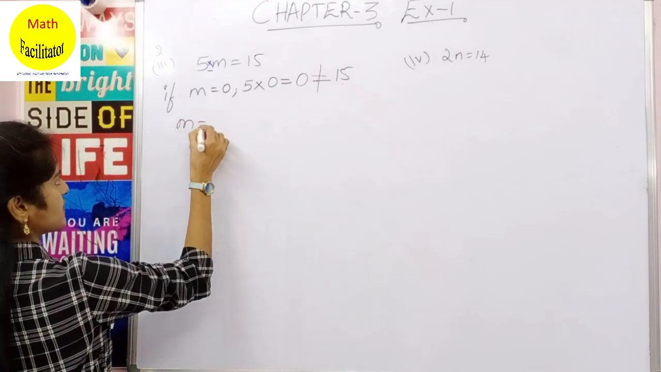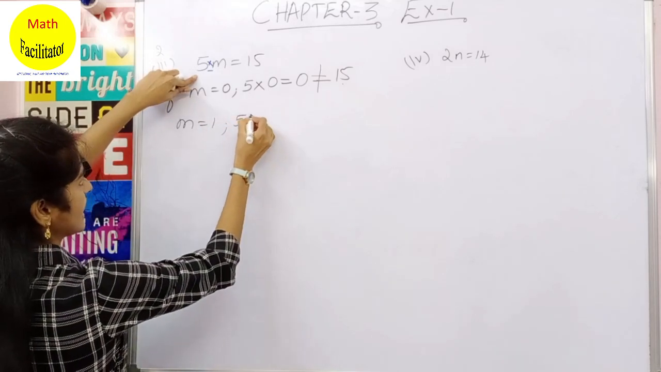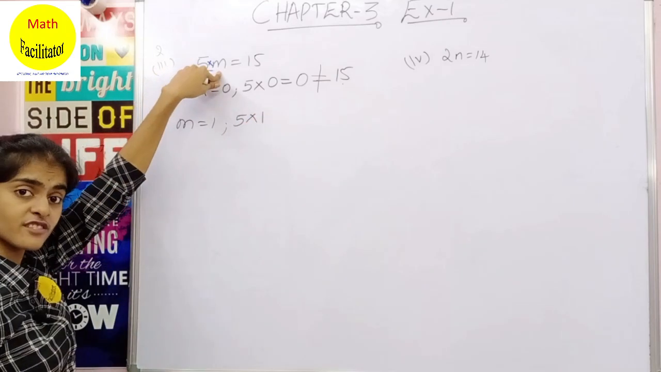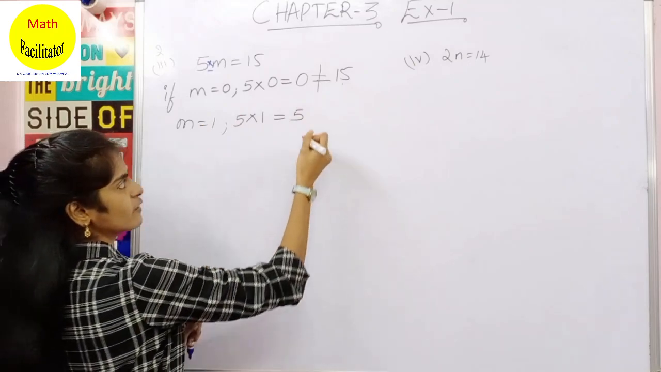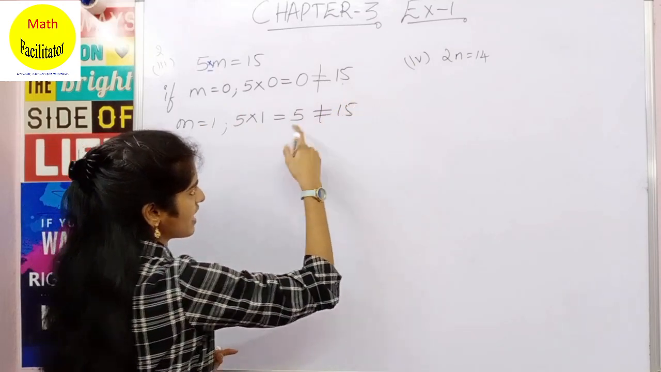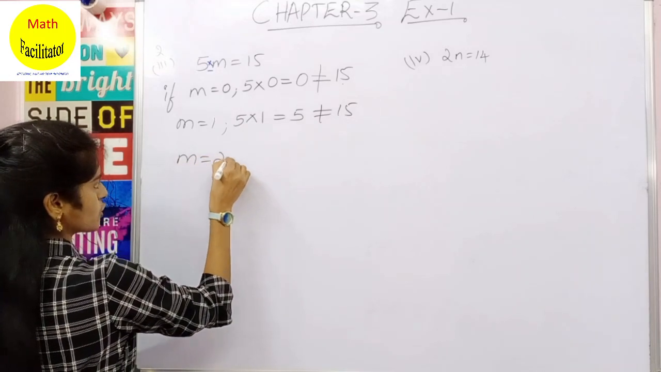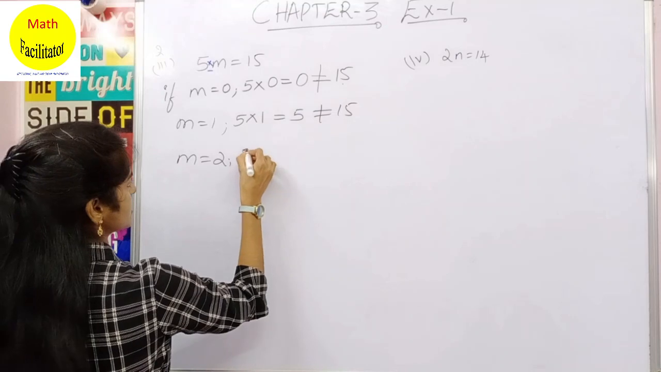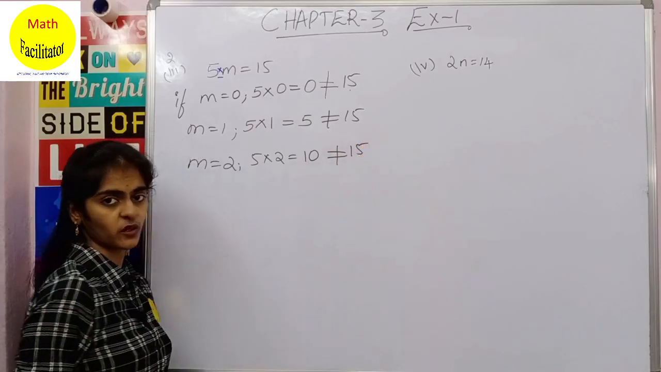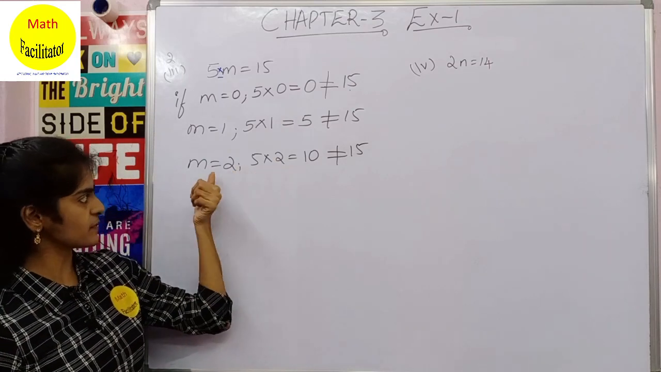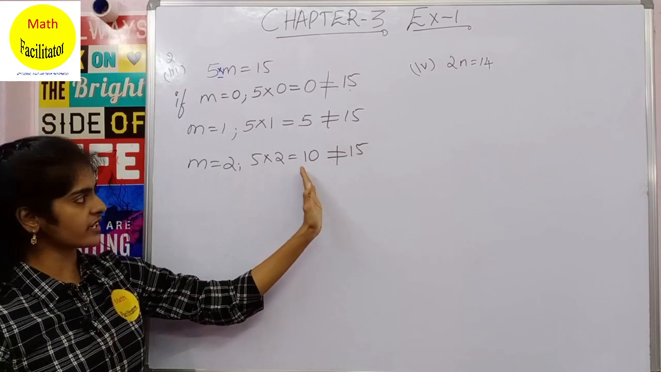So now let us take m equal to 1. It is 5 into 1. So 5 ones are 5. Is 5 equal to 15? RHS is 15. 5 is not equal to 15. Now let us take m equal to 2. When you take m equal to 2, this is 5 into 2, which is 10, also not equal to 15. Here, substituting 2, the LHS value is 10, but RHS is 15, which is not equal.